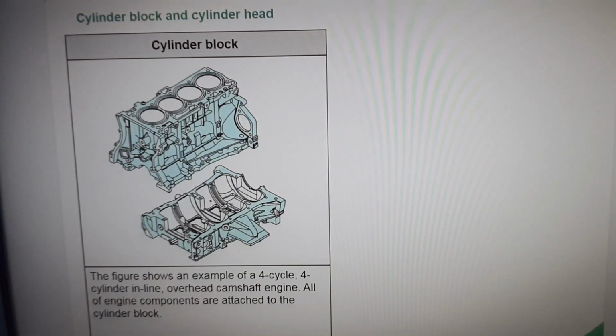Cylinder blocks are an important component of engines. The figure on the left shows an example of a four-stroke cycle, 4-cylinder inline, overhead camshaft engine. All of the engine components are attached to the cylinder block.